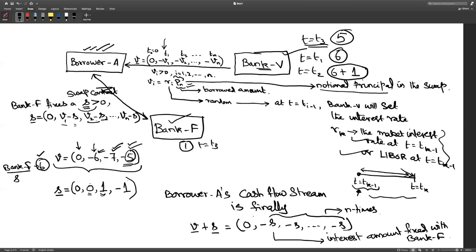So finally, this is the cash flow where he will pay V amount to bank V and S to bank F. And totally his cash flow became a constant cash flow. Irrespective of whatever the interest rate in V may be, which is in general random, his cash flow is deterministic. It is always fixed by S, whereas the risk in the interest rate change was absorbed by bank F through this swap contract. That is the idea.